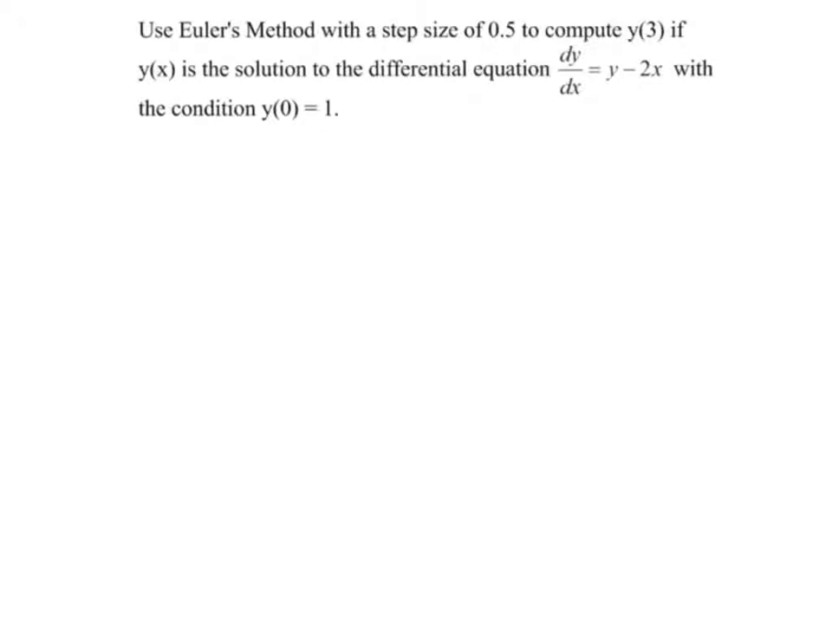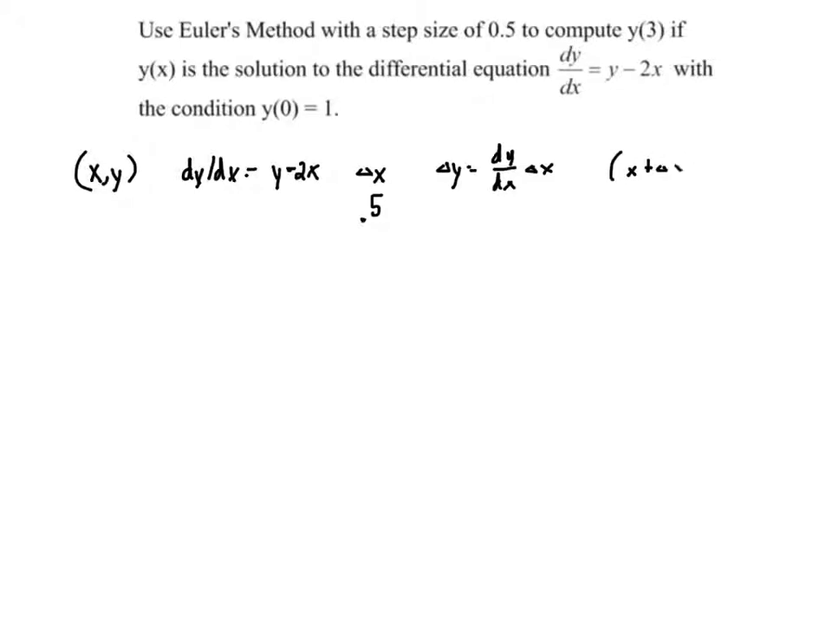So I'm going to make my table: x and y, dy/dx is equal to y minus 2x, delta x. And remember, that has to be given to us, so that's 0.5 all the way down. Delta y is equal to dy/dx multiplied by delta x, just like a tangent line. And then the last thing is the new point. You know, x moved by how much, and y moved by how much.